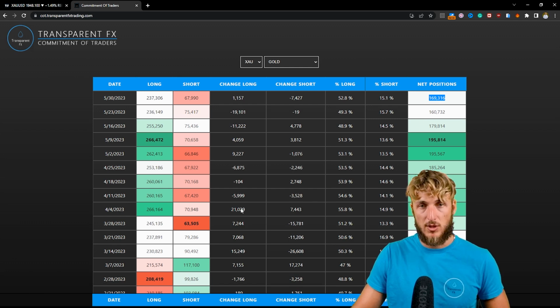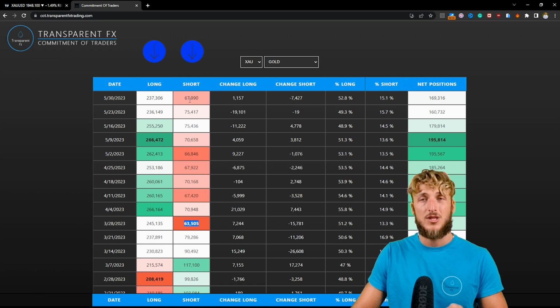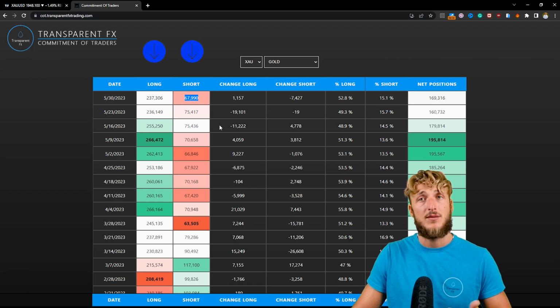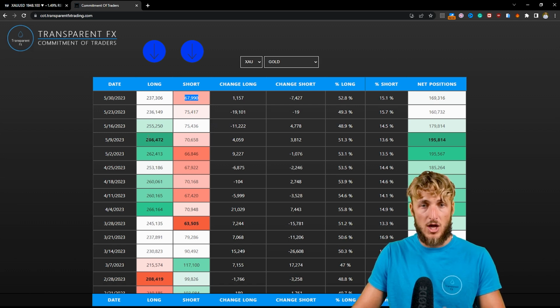In fact, what we can notice is that the lowest amount of shorts that we had was here. Currently, shorts from an institutional perspective have been increased to 67k. We went from 63k shorts to 67k shorts on the institutional side of the market. But most importantly, a massive amount of longs are getting closed from an institutional perspective on gold, going from 266k all the way down to 237k.